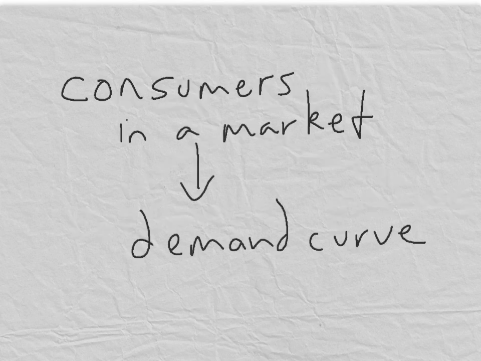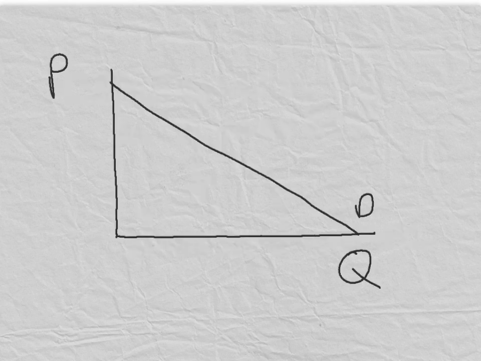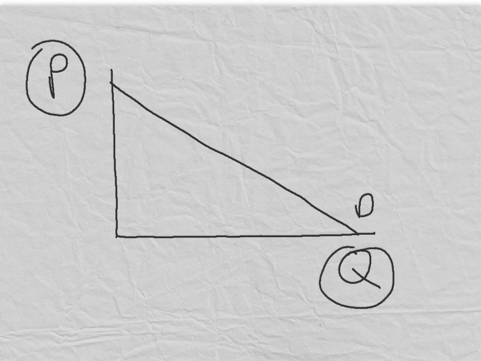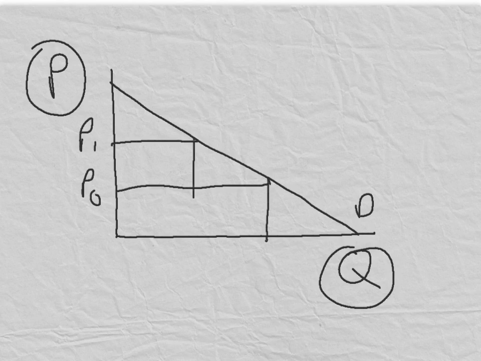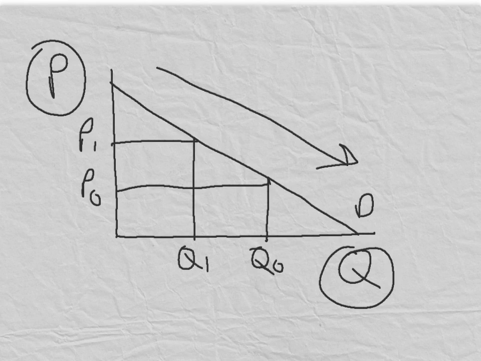The consumers in a market are represented graphically by the demand curve. This is a curve which shows the price of a good and the quantity that consumers are willing to buy. The demand curve slopes downwards, which shows that as the price of the good increases, shall we say from P0 to P1, consumers buy less. So the quantity demanded falls from Q0 to Q1. Hence, we have a downward sloping demand curve.